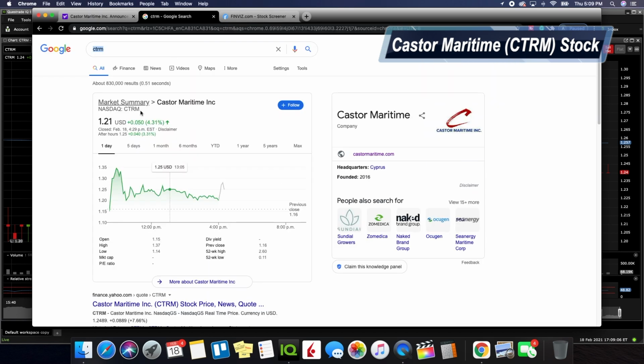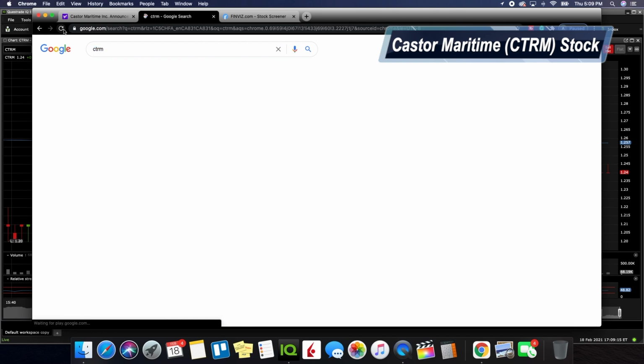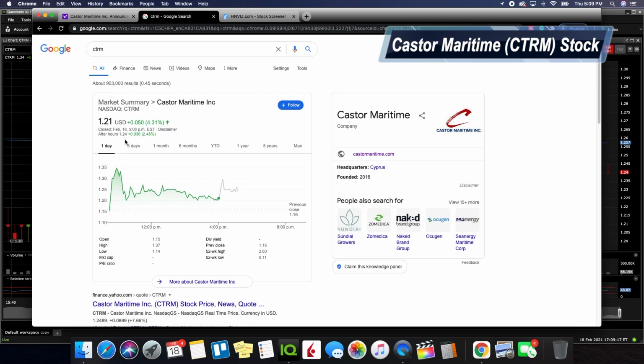So also to touch on, as you can see, we ended up being almost up 5% on the day. Let me just refresh the page here. Yeah. So as far as what's going on in after hours, you can see at the time of this recording, we're up 2.48%. All right.